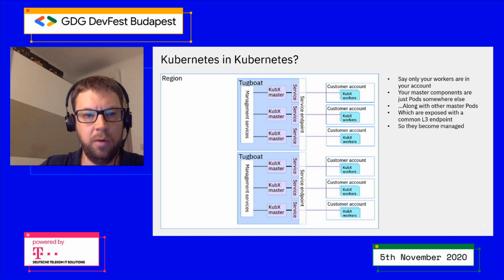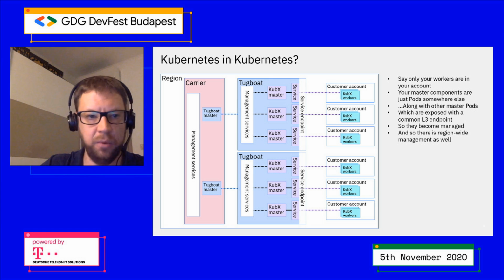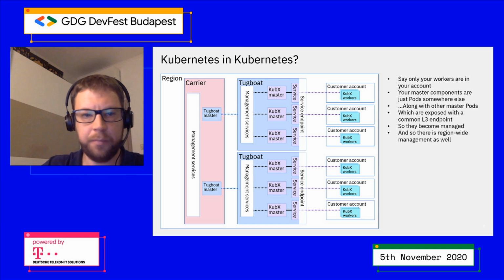Now we have another management issue. We have multiple tugboats in the same region with potentially similar customers deploying clusters on multiple tugboats, so we also have to coordinate all of this. We introduce another level of Kubernetes cluster, called a carrier, which mainly manages the tugboats, and not only the life cycle of the end user clusters, but the services deployed on the end user cluster as well. So we have a different kind of management services deployed on the carrier.